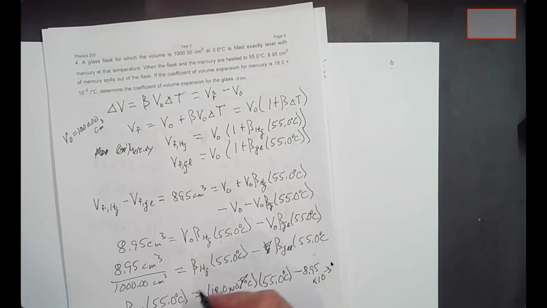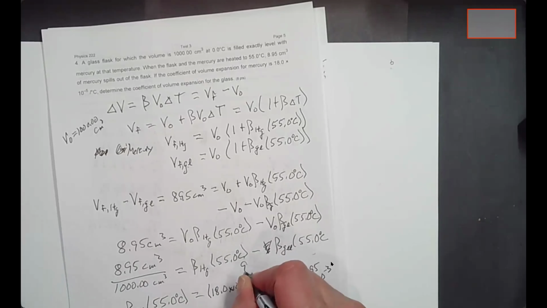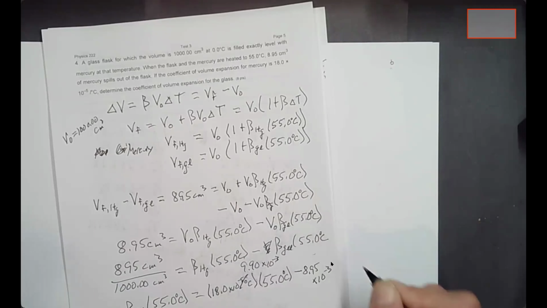Yeah, this thing here ends up being 9.90 times 10 to the minus 3 minus 8.95. So let's see, what did I get there? Oh, I got 9.5 times 10 to the minus fourth. I only have two significant figures left, times 10 to the minus fourth, then this is dimensionless.